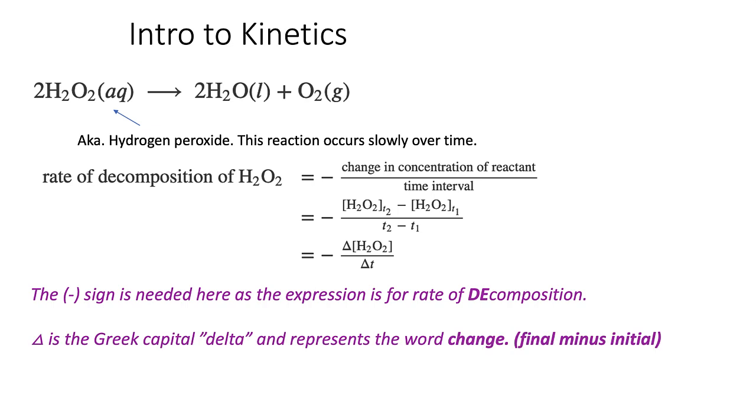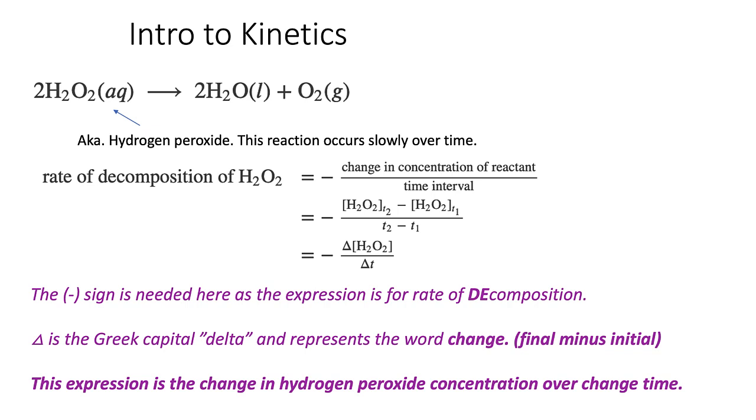And this delta here, this is change, final minus initial, and this should be something that we're relatively used to already. And if not, just keep in mind that this capital delta is a universal convention in science, which means final minus initial. What we're looking at here is the change in hydrogen peroxide concentration over change in time.